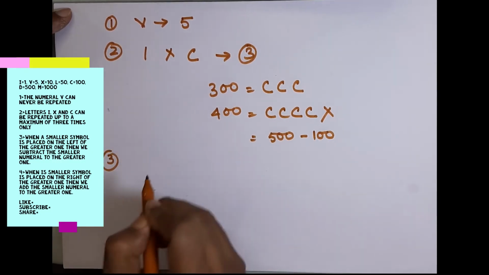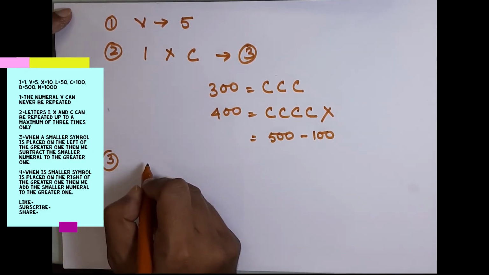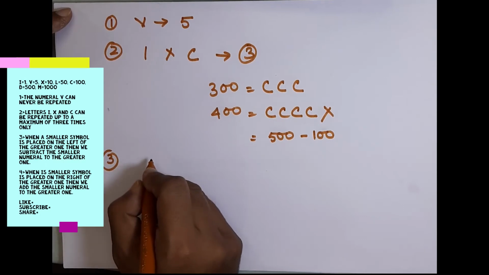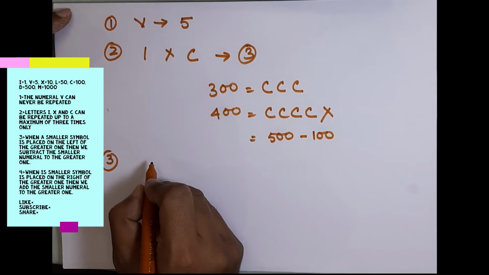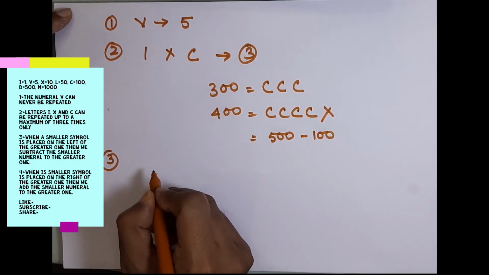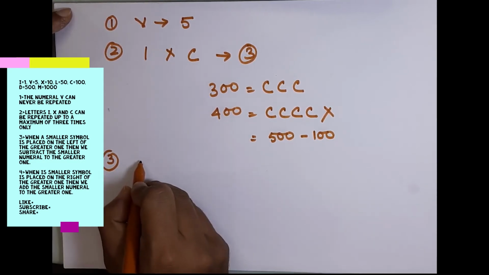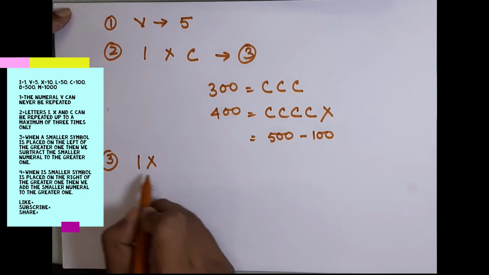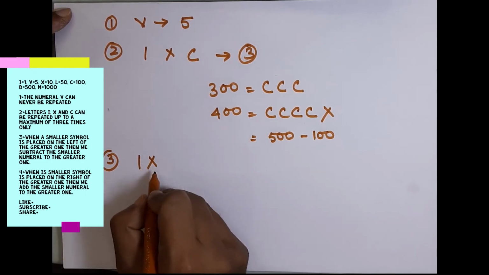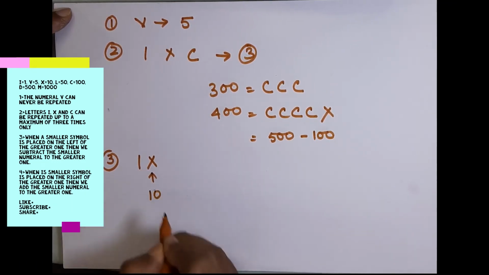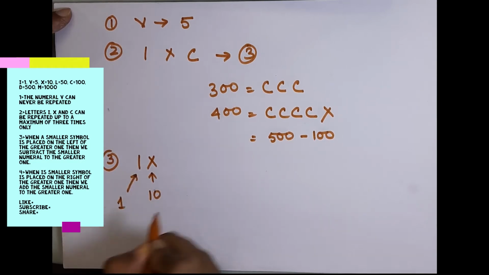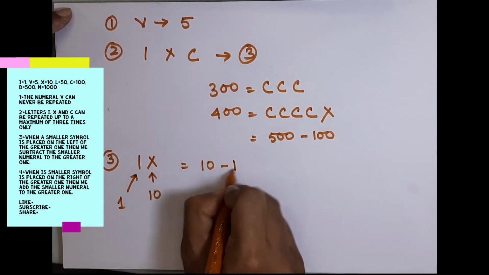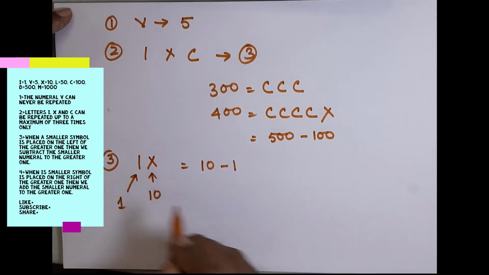In rule number 3, it is said that any smaller Roman numeral, if it is kept on the left side of a bigger Roman numeral, then it is as good as subtraction from the right one to the left. So let us understand through an example. If we represent two Roman numerals in this format, and this is the bigger one which has value 10, and this has value 1, it is as good as 10 minus 1 because the smaller one is kept on the left side.